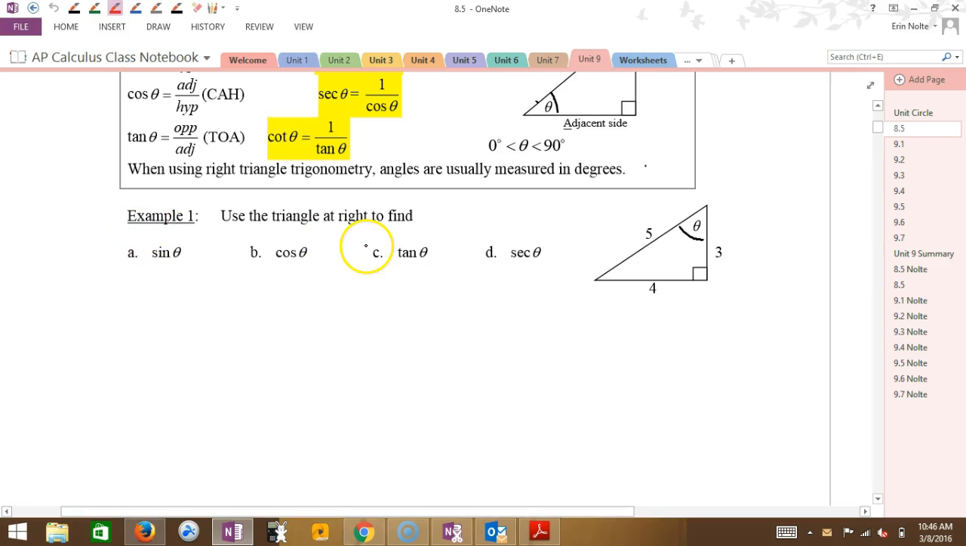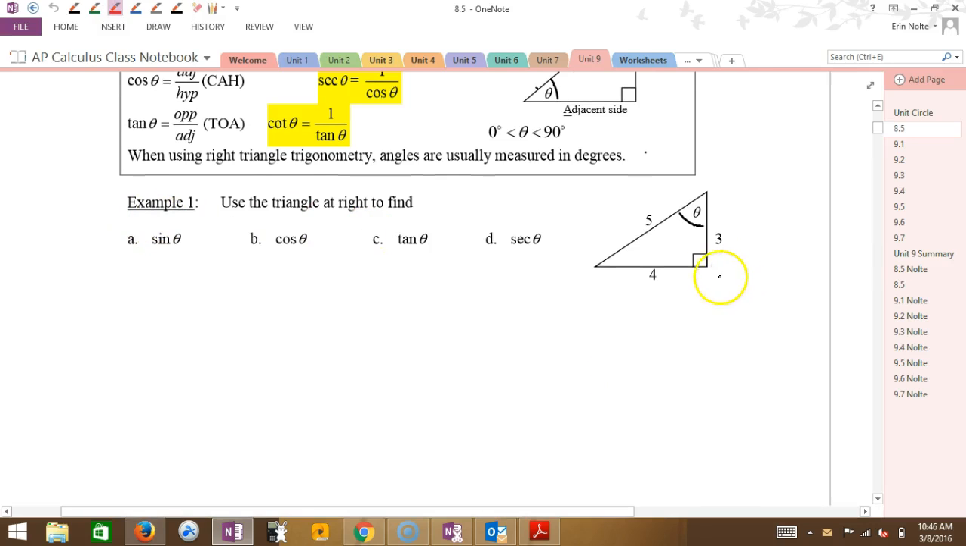For example 1, they draw this right triangle and give us all three sides, which is very nice, and they ask you to find the ratios. It says use the triangle at the right to find these. So we are writing ratios.